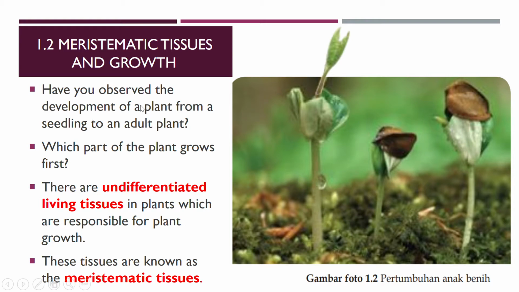Alright, so have you observed the development of a plant from a seedling, anak benih, sehingga dia menjadi adult plant? So usually, which part of the plant will grow first? So this is related to seedlings, the growth of seedlings. We are talking about the meristematic tissues. Okay, so there are undifferentiated living tissues in plants which are responsible for plant growth. Plant growth. So who are they? They are the meristematic tissues.